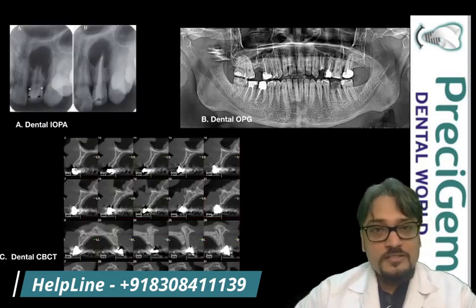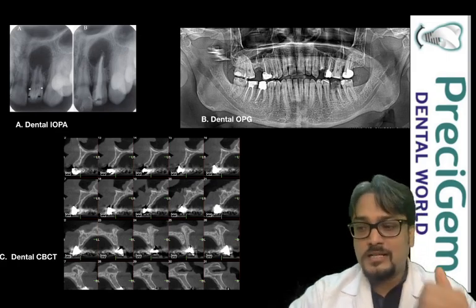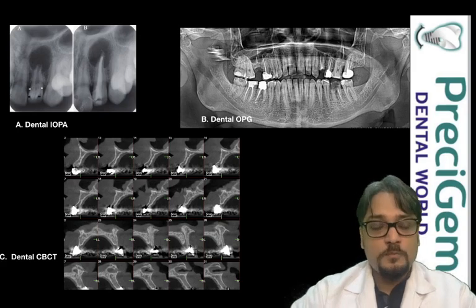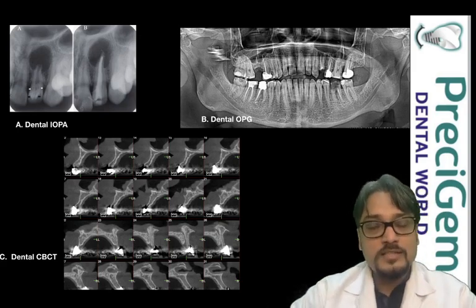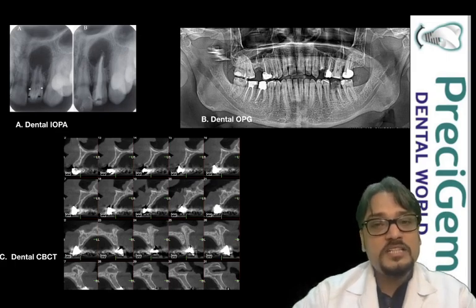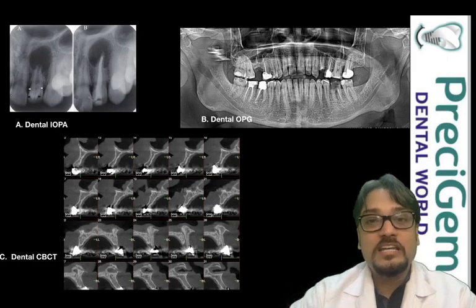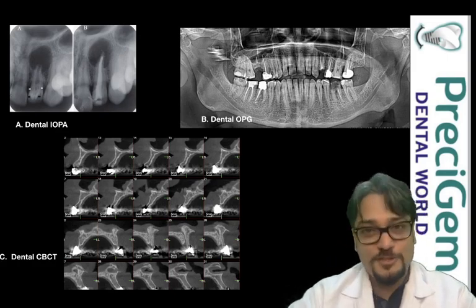So my friends, there are basically many dental X-rays in dentistry, but these are the three most common: dental IOPA X-ray, dental OPG and dental CBCT. Dental IOPA and dental OPG are two-dimensional X-rays, and dental CBCT is an extended version of dental OPG, but it also gives a third dimension, which is nothing but the width of the jawbone.